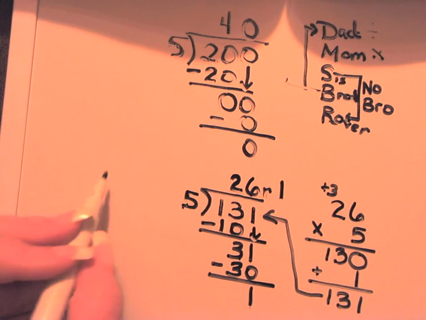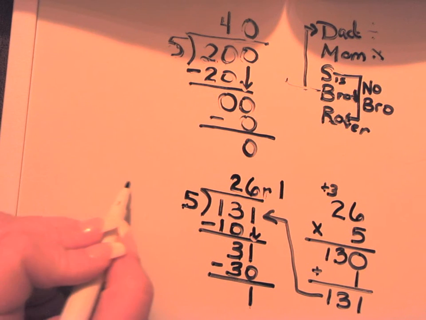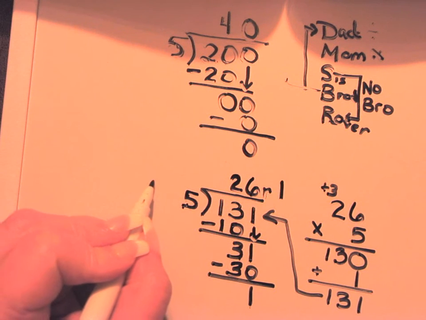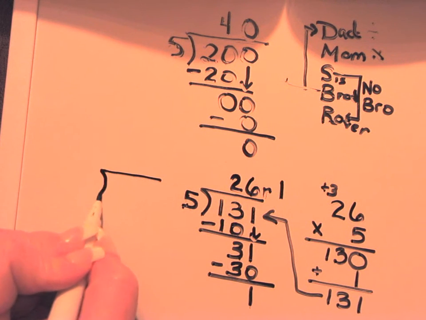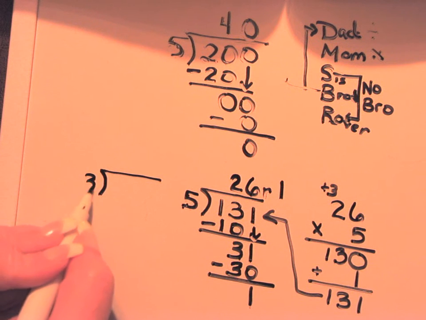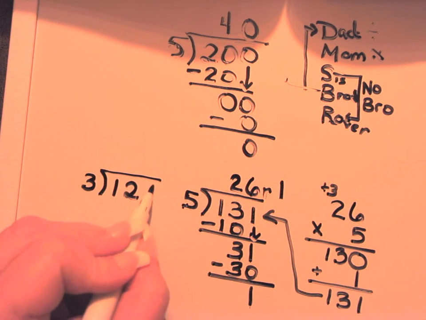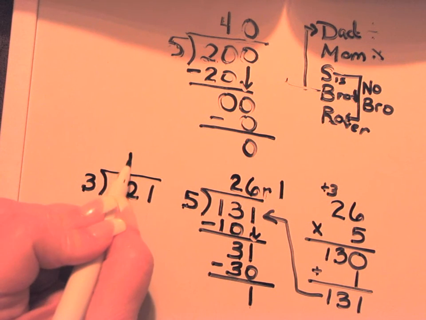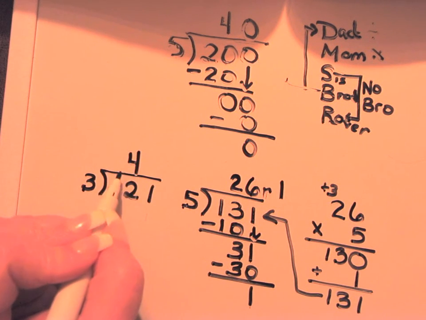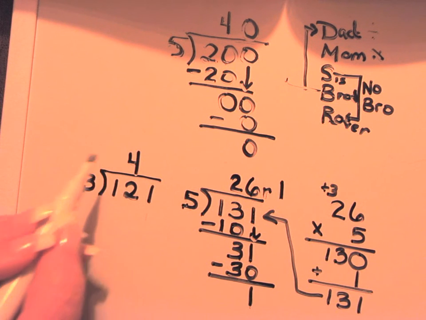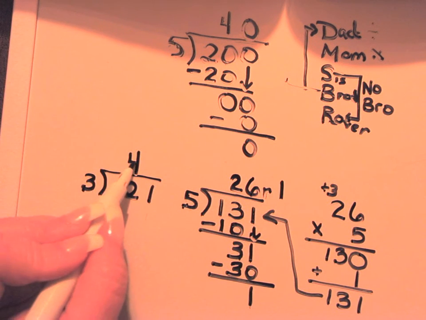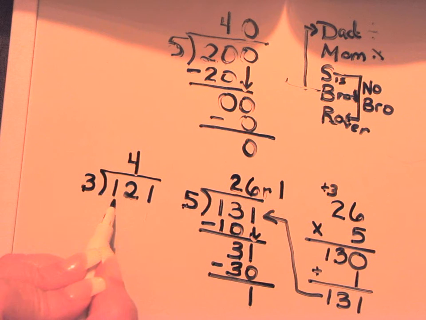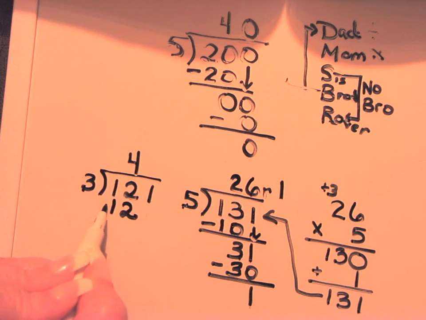Another type of problem. Now, it's going to be similar to the one we have over there, but just a tiny bit different. So let's say we have 3 and 121 this time. I say, how many 3s can I get out of 12? Well, I get 4. And again, we're still using that dad, mom, sister, brother, rover. Roof times the door ends up on the floor. Sister subtract. You get 0.